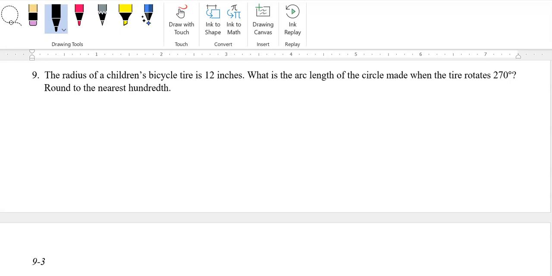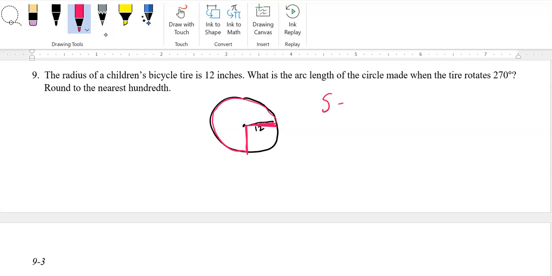Number 9, the radius of a child's bicycle tire is 12 inches. Kind of do a little picture here. What is the arc length of the circle when the tire rotates 270 degrees? So we'll just say that this is at 0 degrees and it rotates 270. Okay, so basically we're talking about that arc.